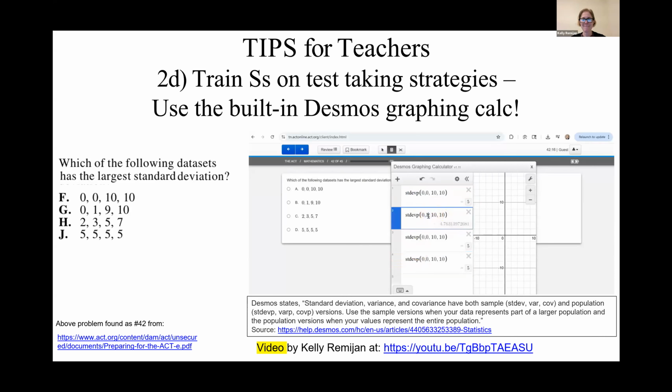And I can just make changes to my data set. So here I have 0, 1, I have 9, and then here I'm just going to make it 2, 3, 5, and 7. And the last one's going to be all 5s. And when I do that, it's going to give me, again, the standard deviation for each one of these populations. And then I can identify which one has the greatest standard deviation, which is number 1. Choice F is going to be the data set with the largest standard deviation.